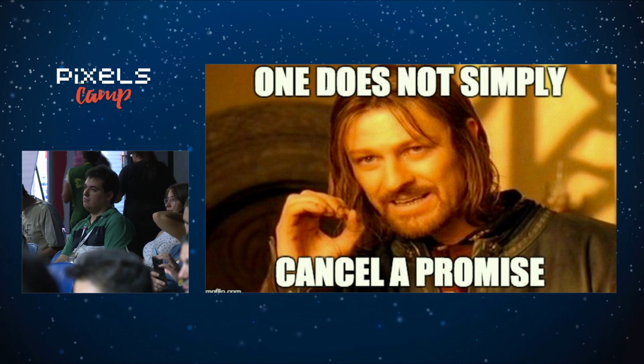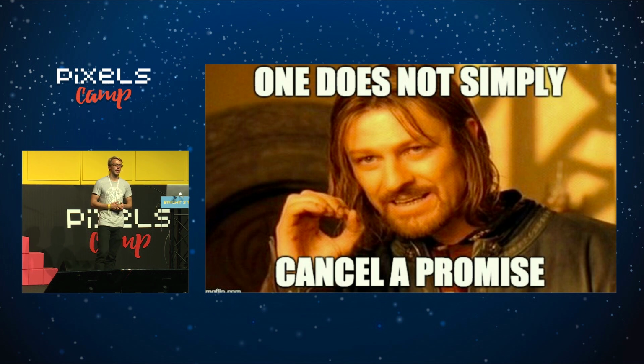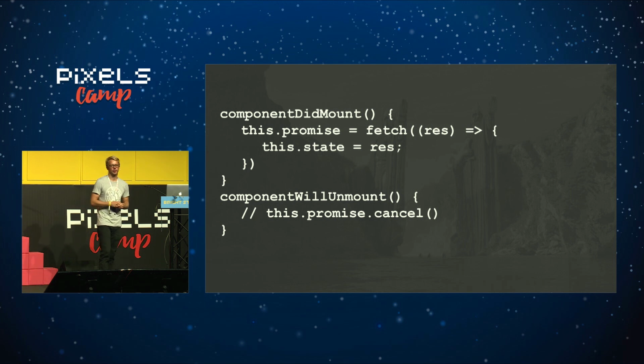So the second problem that we have with dealing with promises is that you can't really cancel a promise. And this is actually quite common. So if we have some React code like this, this might cause an issue. Basically, when we mount the component, in this case, we call a fetch, and in the fetch callback, we try to do something with state.